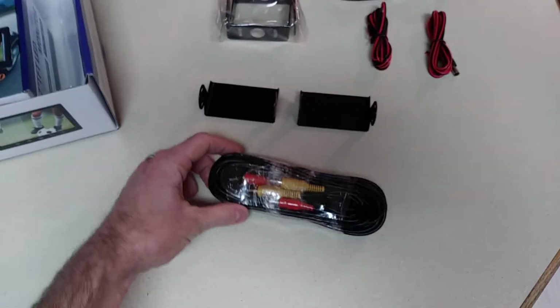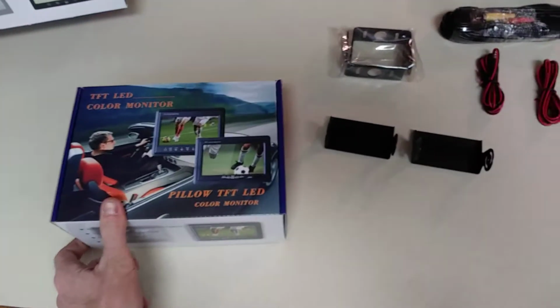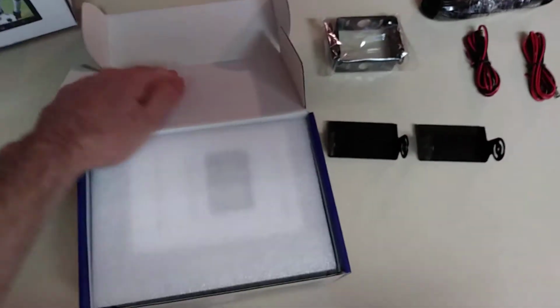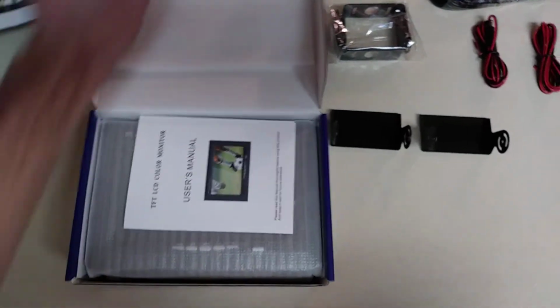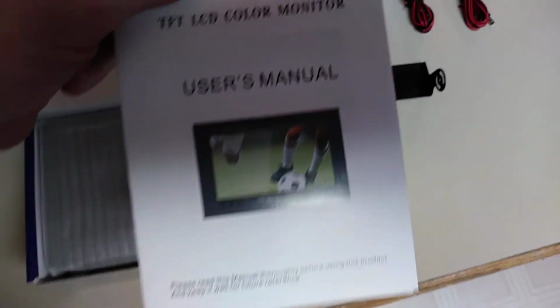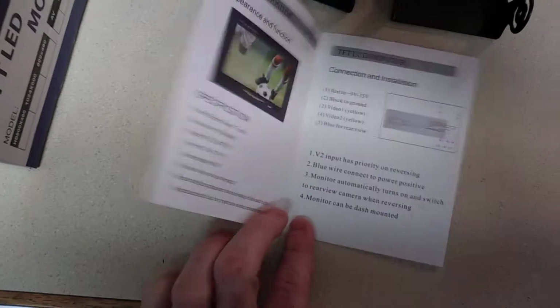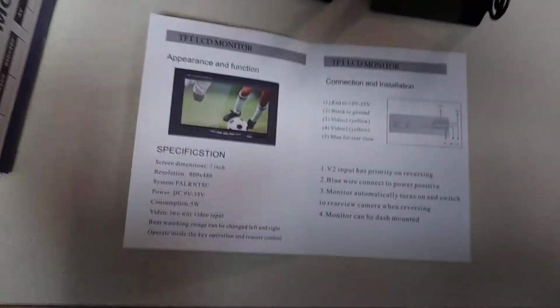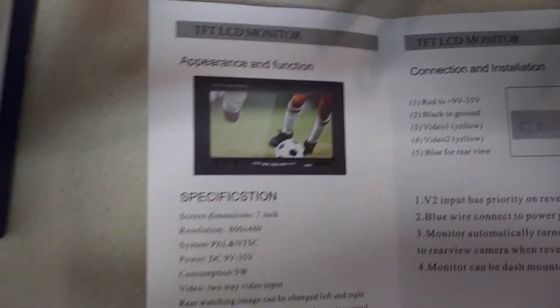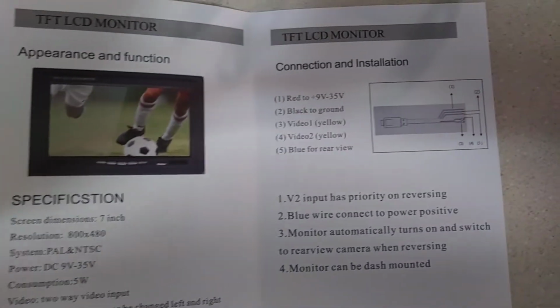All right, looks like another set of cables. Cool, it's nice. Now, we've got our monitor. Looks like there's a little booklet on it for the user manual. Let's see if we can keep that open. Shows you some specs and functionalities. Kind of lets you know how it works. And that's what we got there.